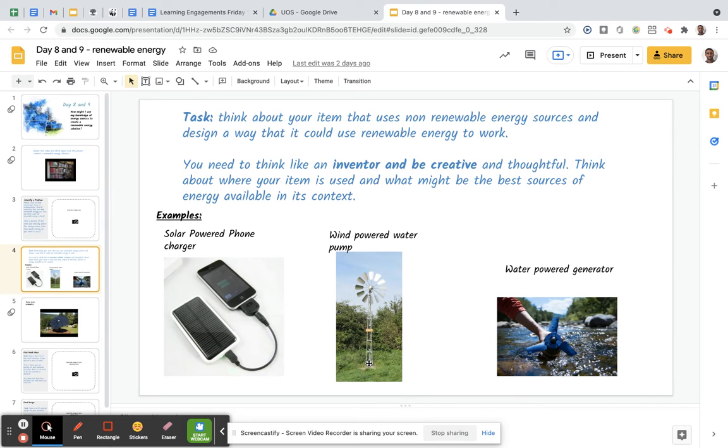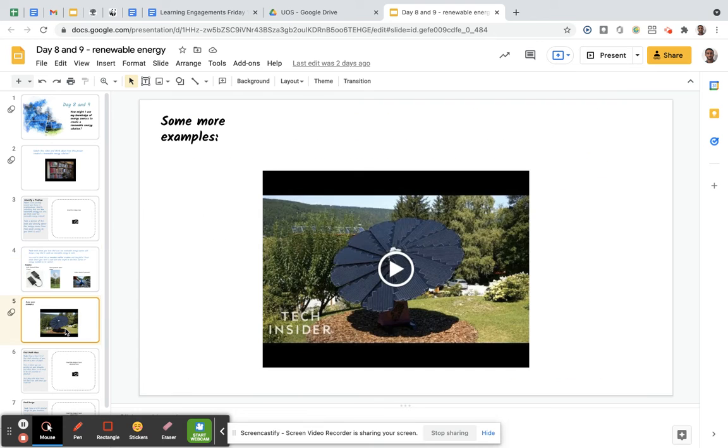So the thing that you want to power, where is it normally? If it's indoors, probably wind power might not be the best, but could there be a way that you harness the wind and then get it inside? I don't know. So you're going to have to think like an inventor and be creative. Here's another video with some other great examples inside, so definitely watch this because it's going to give you lots of ideas.